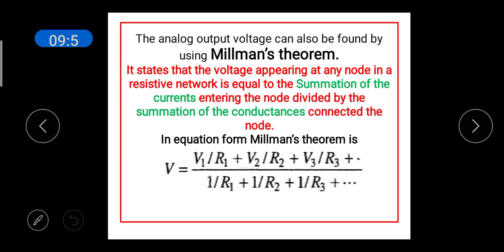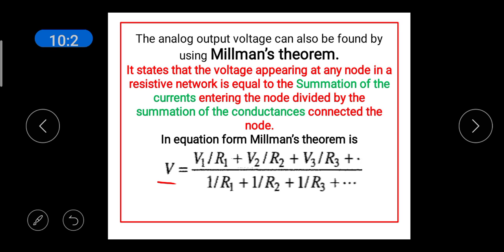According to Millman's theorem, the voltage appearing at any node in a resistive network is equal to the summation of the currents entering the node divided by the summation of the conductances connected to the node. The conductance is nothing but 1 by R. So in equation form we can write the output voltage V is equal to V1 by R1 plus V2 by R2 plus V3 by R3 divided by 1 by R1 plus 1 by R2 plus 1 by R3.